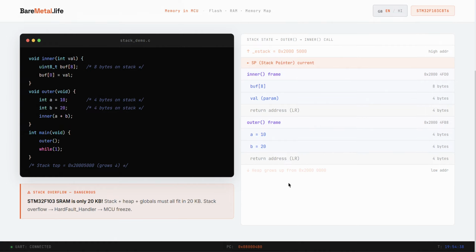So, the lesson here is to be very mindful of what you put on the stack. Avoid large local arrays inside functions. Avoid deeply nested or recursive function calls. And always keep an eye on your total SRAM usage.